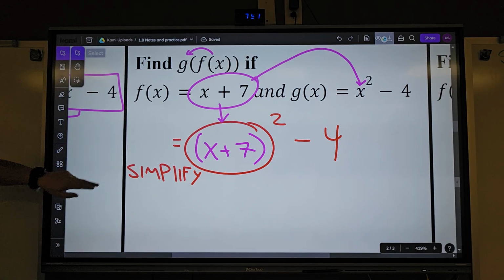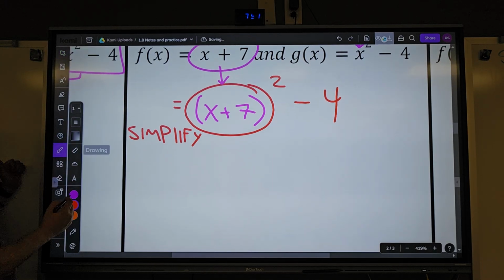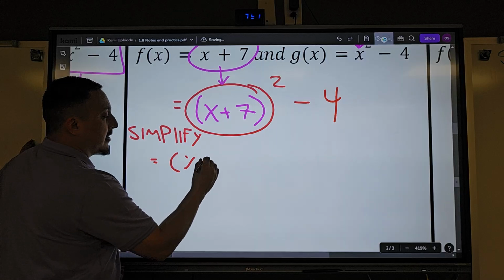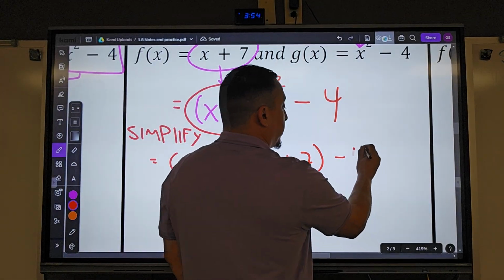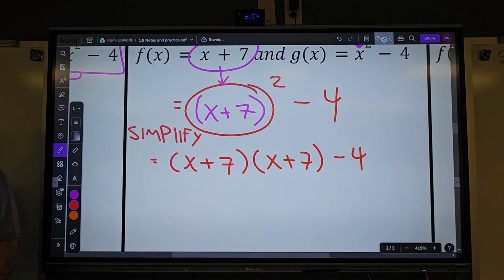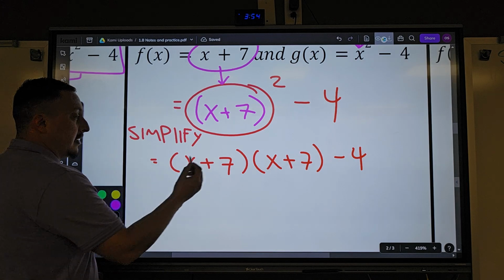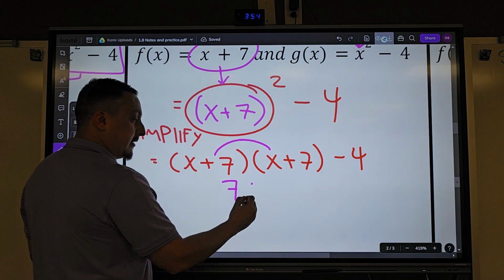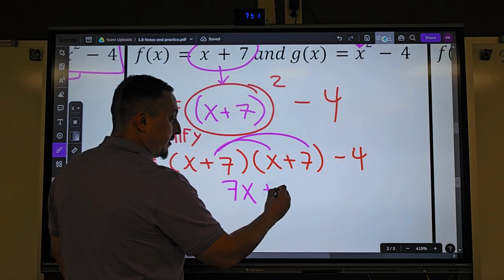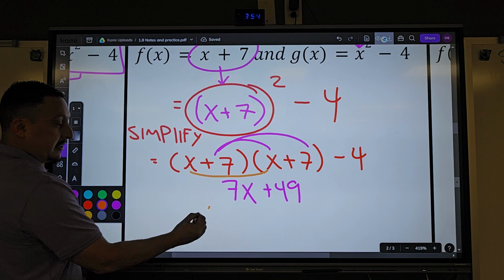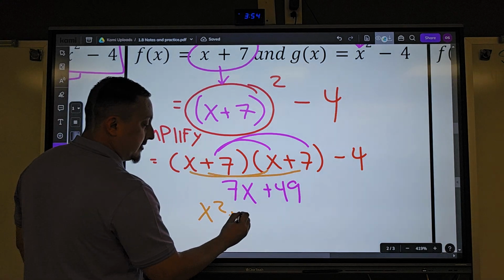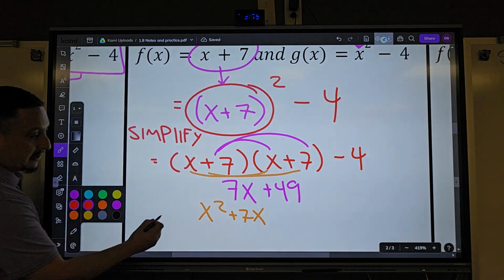Okay, but square means times itself, so I can do this times itself. Multiplying binomials, you probably did a lot of that in Algebra 2, and we will for sure do a lot of that in here. This is how it works. You just do this times this, 7x. That times that is 49. And then you do the other two, so x times x is x squared, x times 7 is 7x, and then we add all that stuff.